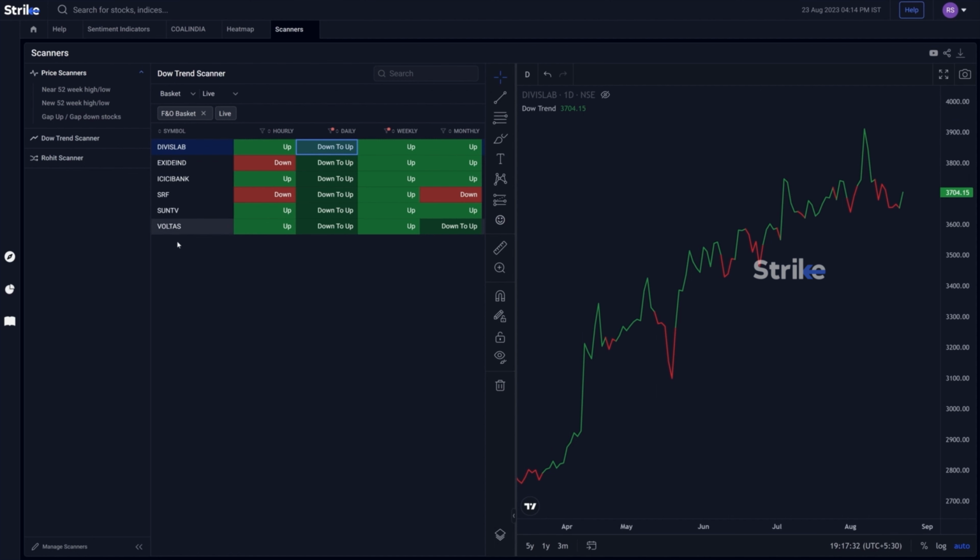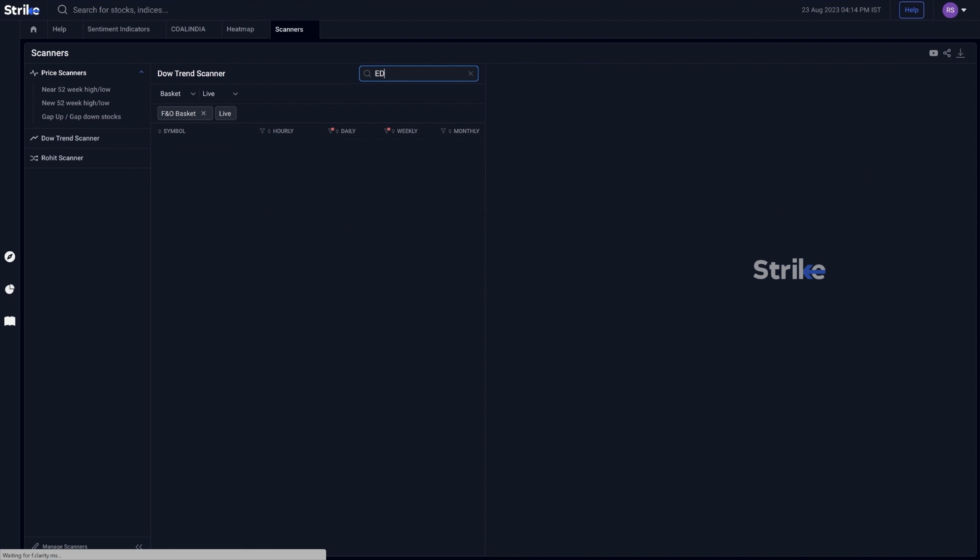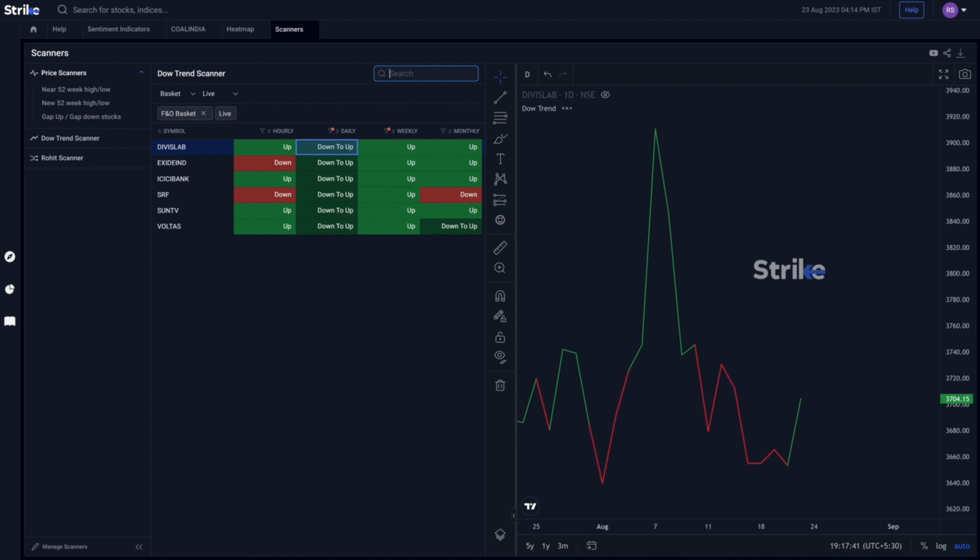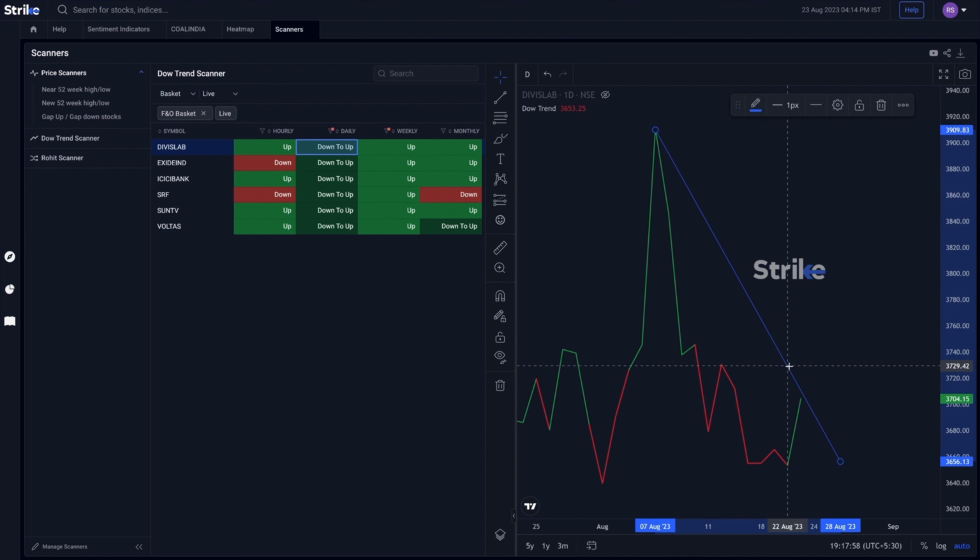Now once you've done any of these filtrations, you might even want to search for a particular stock. So if I say Exide, it can actually just show up that particular stock. So when it's a large basket that you're dealing with and you want to see one particular stock's reading, you can search for it in this search bar. You can also use some of the classic tools which are there in TradingView here in terms of trend lines, retracement, etc. on the chart itself if you really want to.